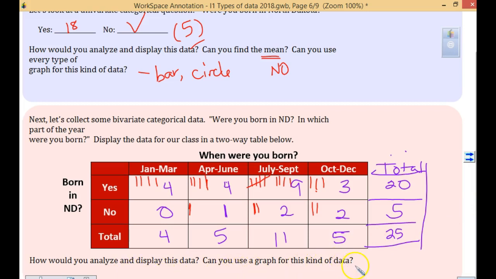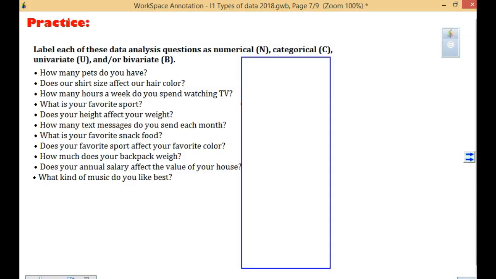Can we use a graph for this kind of data? Do you think there's a good graph that we could make? Yes. Maybe. Yes, but you got to compare both things. So sometimes something like this could maybe do a Venn diagram later that we might look at. Is that another one? So, yep, that is one of the circles.